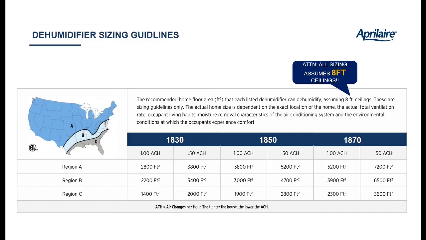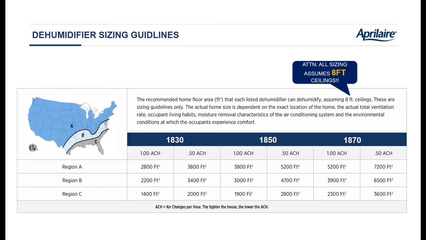So let's assume region A, half an air change per hour, relatively tight house. Then you look below that, and you can see it lists square feet. Whenever you see a chart like this, our industry always assumes 8-foot ceilings. If you've got a 5,000 square foot house, you probably don't have 8-foot ceilings, so just calculate out the cubic feet, then you know the volume. Makes it easy to figure out which unit you need, or if you need multiple units, how many. So multiply it by 8 to get the cubic feet.